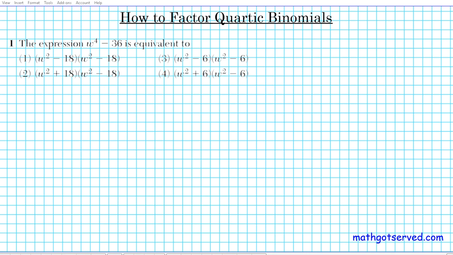Alright, let's take a look at question number 1. In question number 1, we're being assessed on how to factor higher degree binomials. In this case, we're looking at a quartic binomial. The question is, the expression w to the fourth minus 36 is equivalent to. So the task is to factor this quartic binomial and see which of these factored states is equivalent to it.